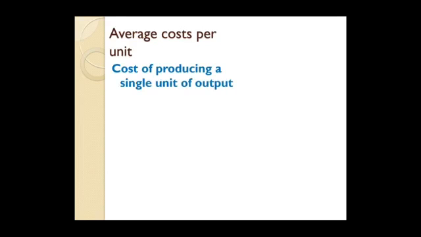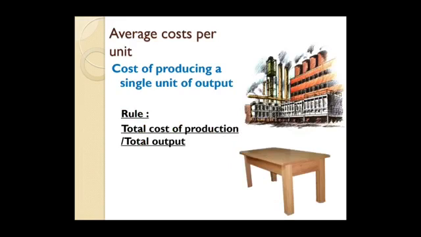Now, what is meant by average cost per unit? The average cost per unit is simple. It's simply the cost of producing a single unit of output. So let's say I produce tables, or I produce, let's say, food, meals, any product I produce. I want to know the cost per unit, because from there, as I said, I can start comparing and setting prices and all these. So mainly, if I want to know the average cost per unit, I simply have a rule. I have the total cost of the production. I divide it over the total output that I have, and this will generate the cost per unit.